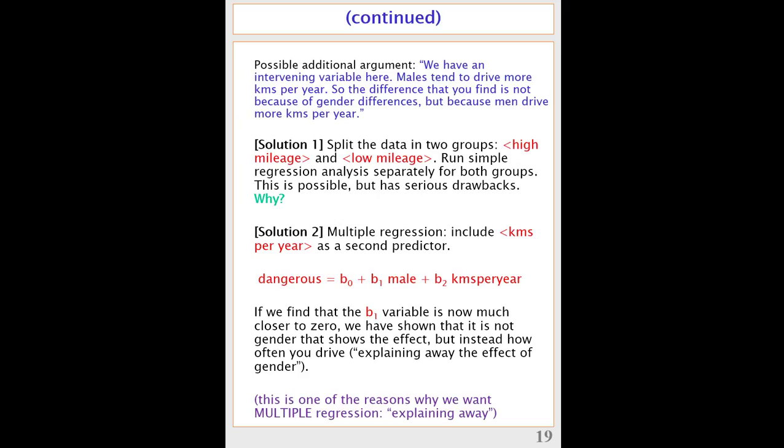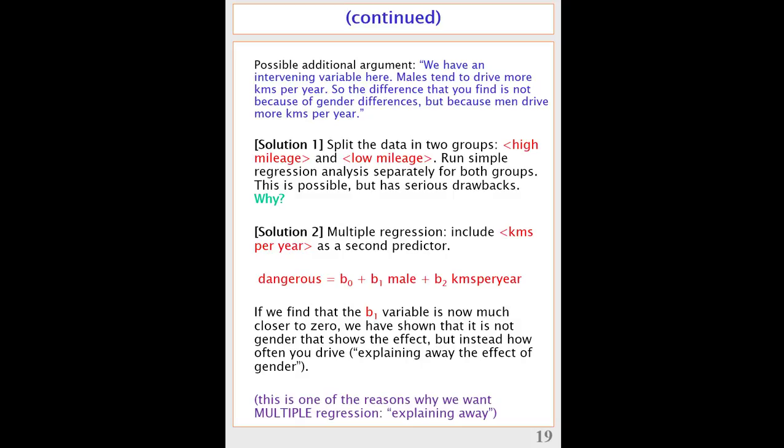Now you can, of course, say, well, I have an additional argument here. It's not that males are so reckless. There is something else here. Could very well be males drive much more than females. And if they drive much more, it's reasonable, nothing to do with recklessness, that they commit more traffic violations. And one way to do that would be to run the data differently. Split the data in two groups, the one who has high mileage and the one who has low mileage, and then run the analysis again.